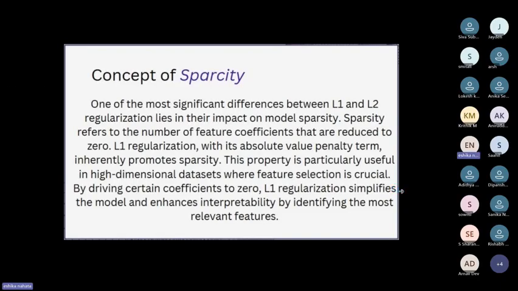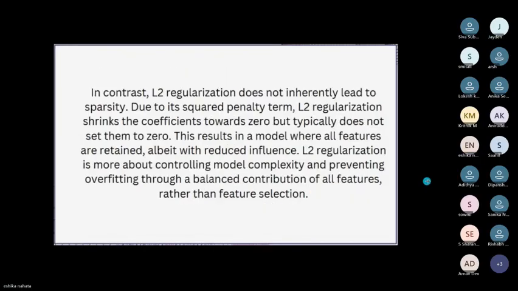All this that I described is basically the concept of sparsity, and that is the main difference between L1 and L2 regularization. Sparsity refers to the number of feature coefficients that we've reduced to 0. As we looked at L1 regularization, as it completely turns the coefficients into 0, it contributes to sparsity, but L2 regularization doesn't. And that is the main difference between the two. So we get a balanced contribution of all features rather than feature selection in L2 regularization.